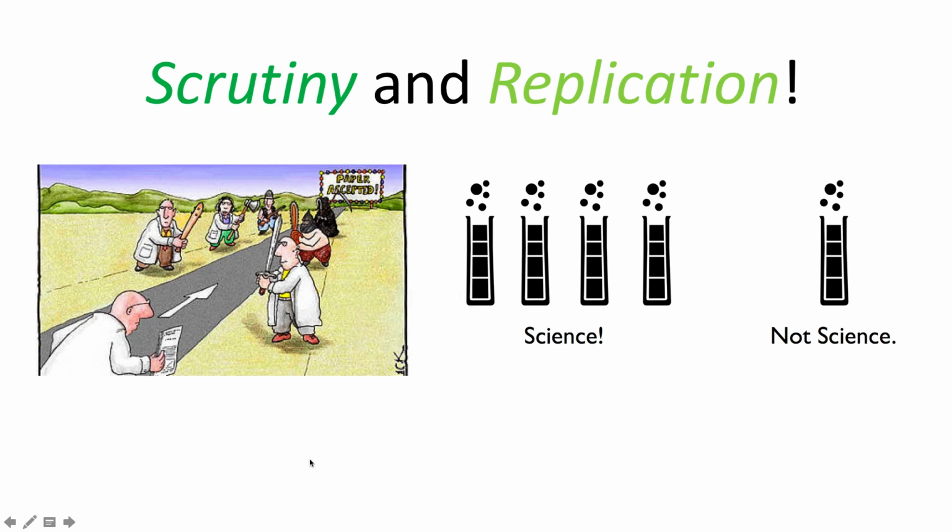Now, in this cartoon, you see that all of these scientists are holding weapons. This shows the scrutiny in the process. It's not a battle to the death, and no one is ever actually physically injured in this process. However, the scrutiny is what allows the work to be as objective and using as much reason as possible.